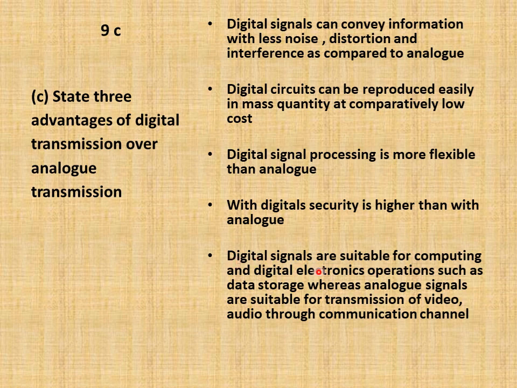Lastly, digital signals are suitable for computing and for digital electronics operations such as data storage, whereas analog signals are suitable for transmission of videos and audio through communication channels.